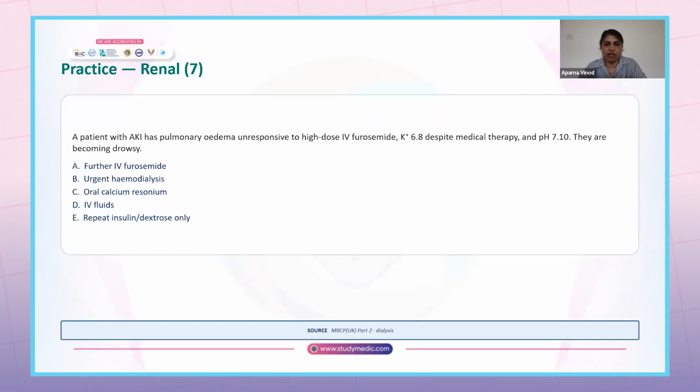A patient with AKI has pulmonary edema, unresponsive to high-dose IV furosemide. Potassium is 6.8 despite medical therapy, and pH is 7.10. And they are becoming drowsy now. So almost all the criteria are fulfilled, isn't it? Overload is there, encephalopathy is there, refractory hyperkalemia is there, acidosis is there. Okay, so will you give further furosemide, arrange for urgent hemodialysis, oral calcium resonium, IV fluids, or will you repeat insulin dextrose?